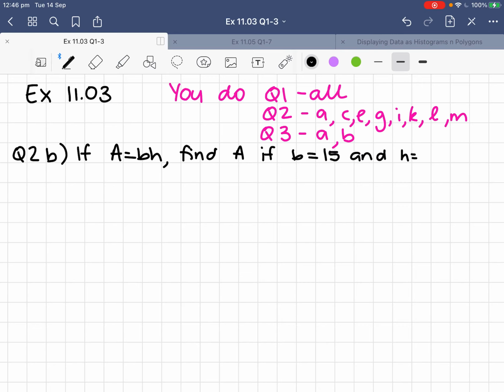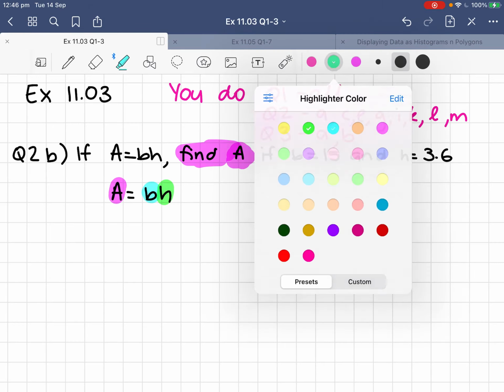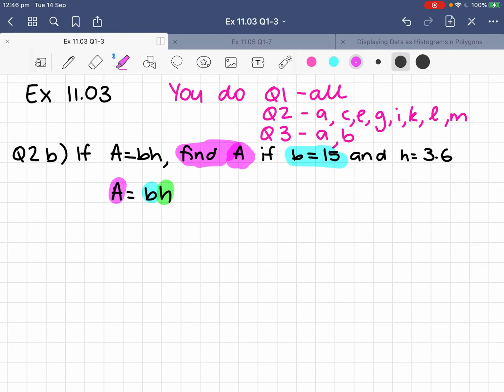What I'm going to do is write my formula out, A equals BH, and highlight each letter, so my B, my H, and my A, in my question. A is what I'm trying to find, okay? My B is worth 15, and my H is worth 3.6.